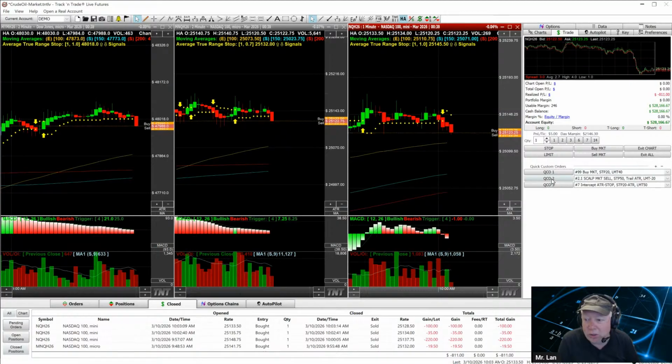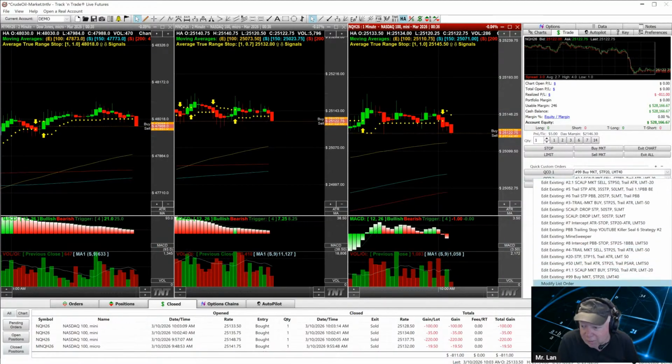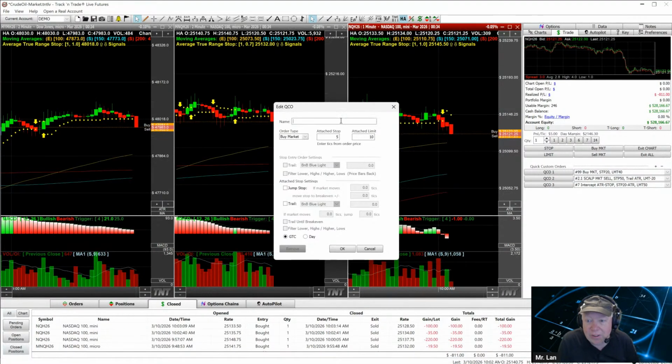Let's go to QOCO2, right click on it, come in here, and we're going to set up the same thing, only this time we're going to call it a sell button. And did you notice that when one got hit, it automatically killed the other one? So we're going to call this one our number 99 because it's the same strategy, just the other way. And we're going to call it a sell market.